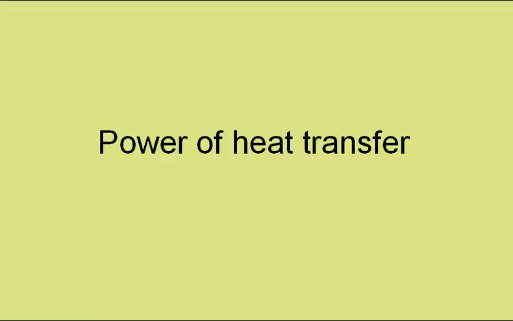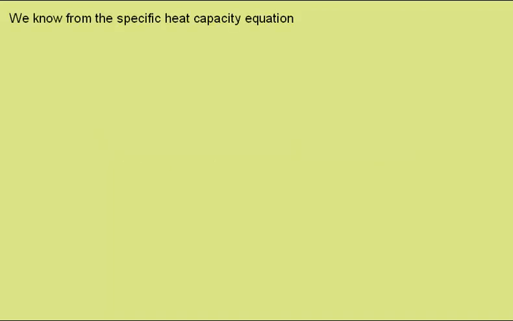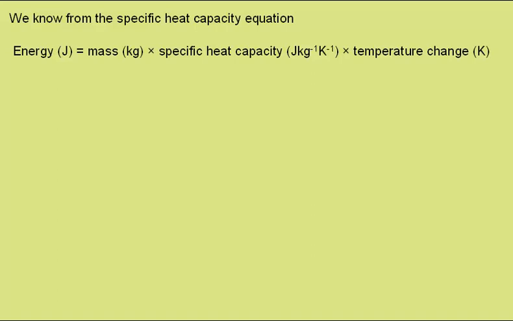The power of heat transfer. We know from the specific heat capacity equation that energy in joules is equal to mass in kilograms times specific heat capacity in joules per kilogram per Kelvin times the temperature change in Kelvin or in degrees Celsius. We can write that as Q equals mc delta theta.